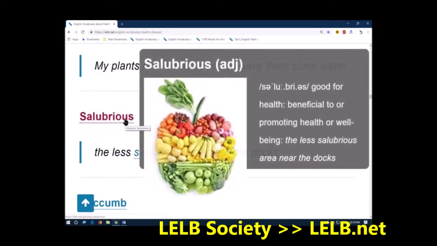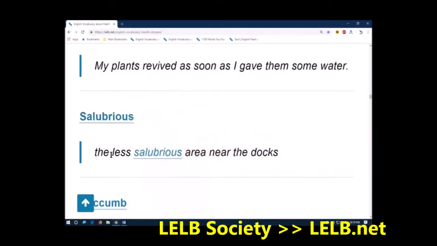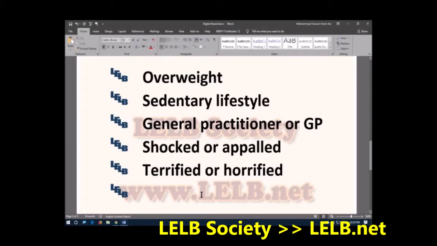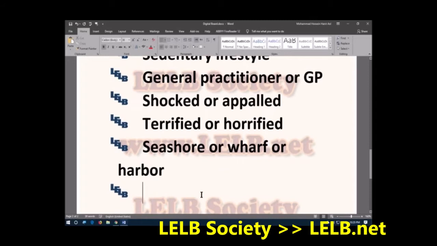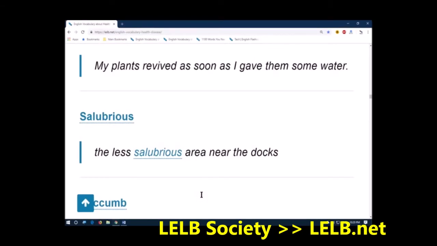Salubrious. Good for health, beneficial to or promoting health or well-being. Healthy. The less salubrious area near the docks. Docks here means seashore or wharf or harbor, where ships land generally in order to just load some cargo and merchandise.